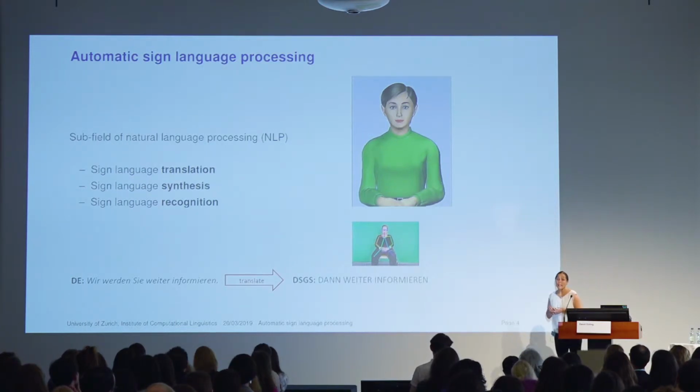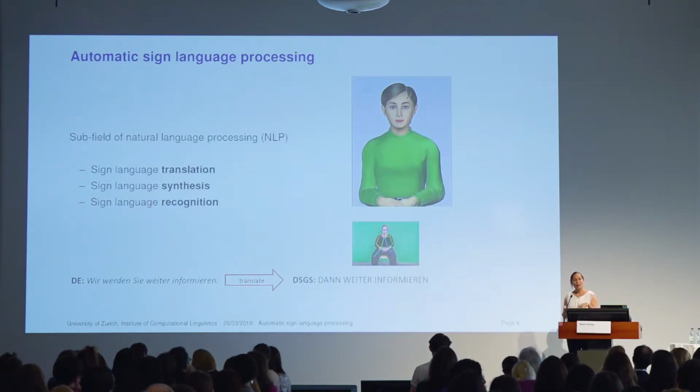And lastly, we have sign language recognition. Nowadays, mostly this involves applying computer vision techniques, starting out from a video of a signed utterance and arriving at a transcription of what is being signed. And this transcription ideally would be one that describes both the form of what's being signed and also the meaning.